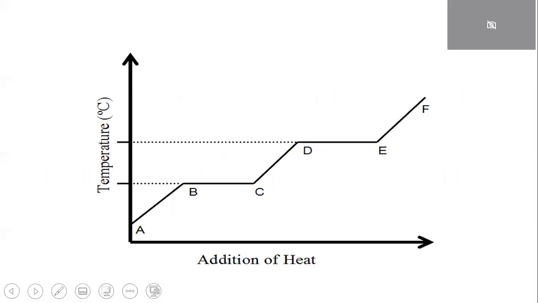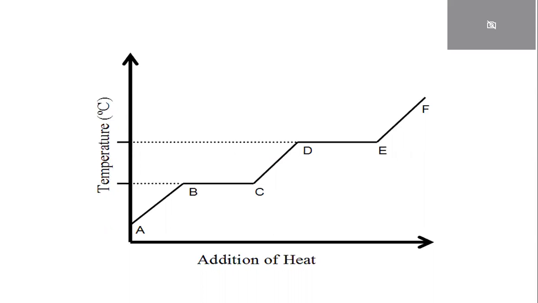So for today's topic, we're going to be looking at heating curves. In particular, we're looking to explain them, to describe what's happening at each step, and to explain what happens when something melts or boils. So this here is a heating curve. Okay, so when energy is added to a substance, and we will hear more about energy at a later date, its temperature increases. That's what this graph shows.